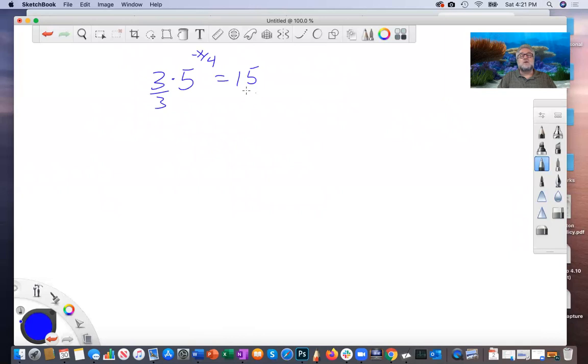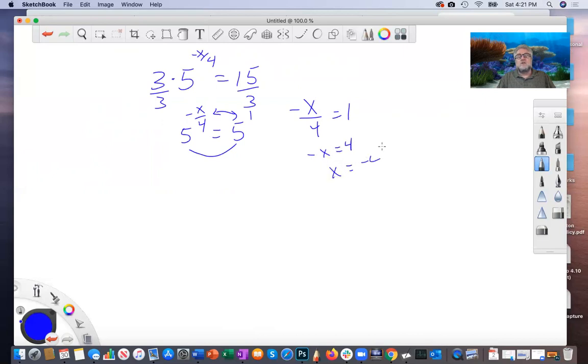We can divide by 3, right? So we'd get 5 to the minus x over 4 equals, what's 15 over 3? 5, and in fact, it's 5 to the first power. If the bases are equal, what's true about the exponents? They gotta be equal. X over 4 equals 1. Multiply by 4, minus x equals 4, x equals minus 4. Okay? Yay.